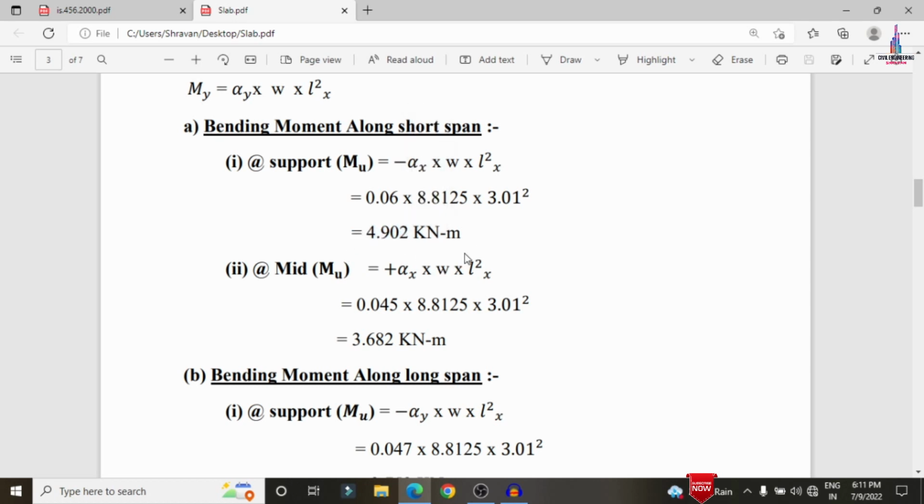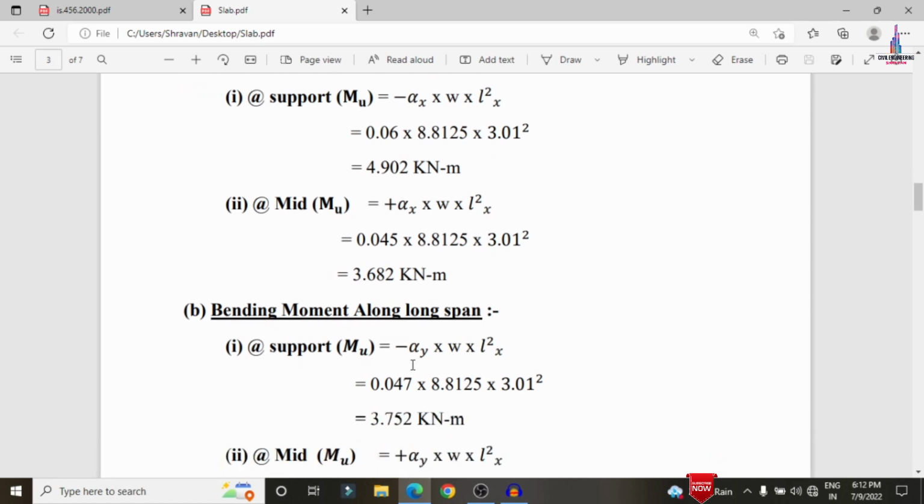In the same process, the positive moment is plus alpha x into w into lx square in the x direction. If you substitute that value, you get the bending moment value of 3.682 kilonewton meter. Again, in the same process in the y direction, we have the formula negative alpha y into w into lx square, which is 0.047 into 8.8125 into 3.01 square, so we get the bending moment value of 3.752 kilonewton meter.